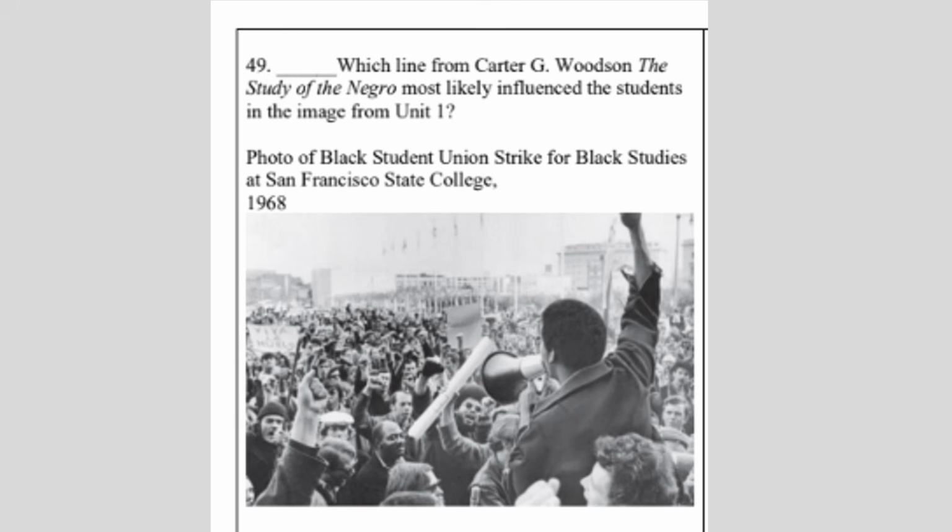Which line from Carter G. Woodson's The Study of the Negro most likely influences students in the image? So the students here are going to be influenced by what they're learning with regard to African history, and then they're going to argue that by teaching Black studies, Black students are going to have a different perception.